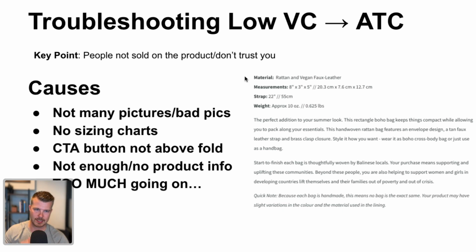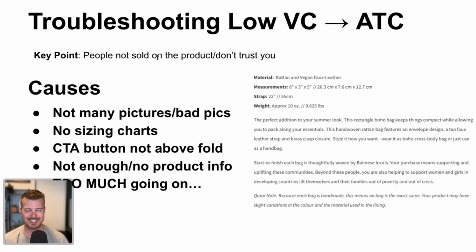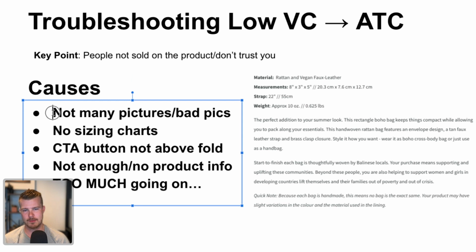So this effectively is, hey, people are not sold on the product or they don't trust you. They're hitting the product page, but they're not clicking this button. They're not adding to cart, right? Now, what that's going to indicate is that people are not trusting you. There's not enough trust more often than not, right? So causes of this are not many pictures or bad pictures, no sizing charts, right? If you're selling clothes and there's no sizing charts, the amount of times I've seen this is staggering.